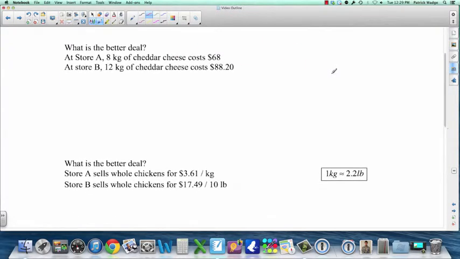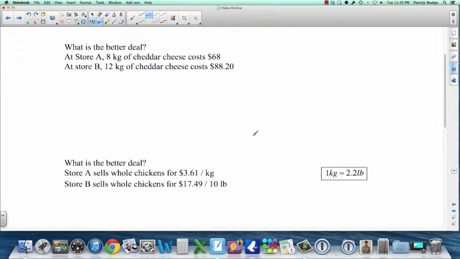All right, here's a classic from grade 8. What's the better deal? At store A, 8 kilograms of cheddar cheese costs $68. At store B, 12 kilograms of cheddar cheese costs $88.20. There's lots of different ways to solve these. One smart way to solve these is actually to figure out how much 24 kilograms is worth, right? You can multiply this by 3 and that by 3, multiply this by 2 and that by 2, and then compare. So that's a nice way to do it.